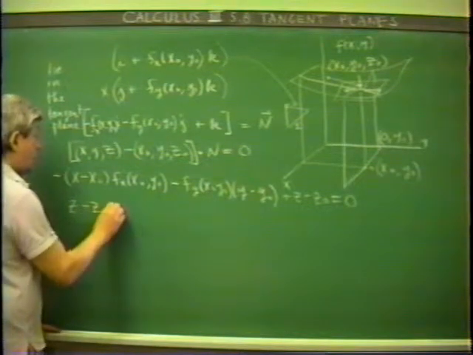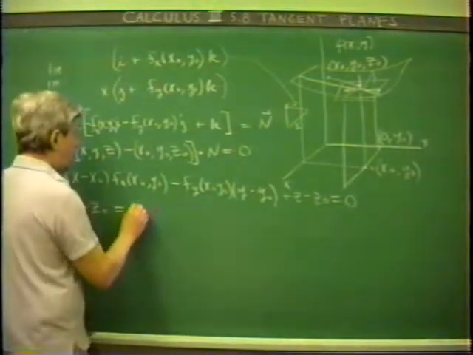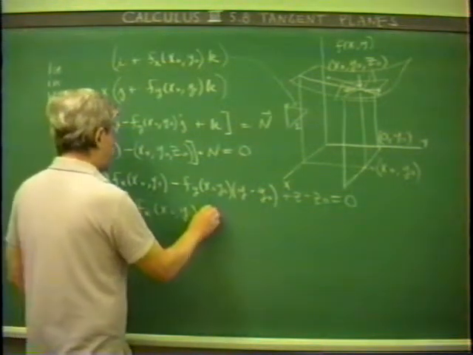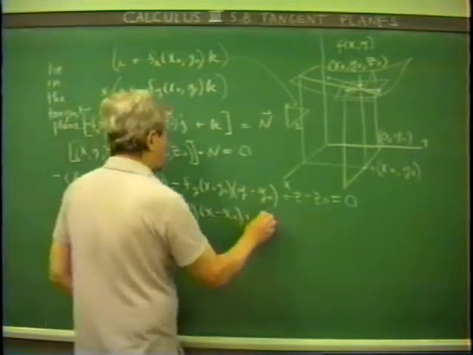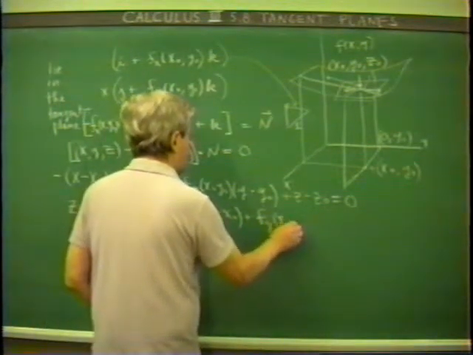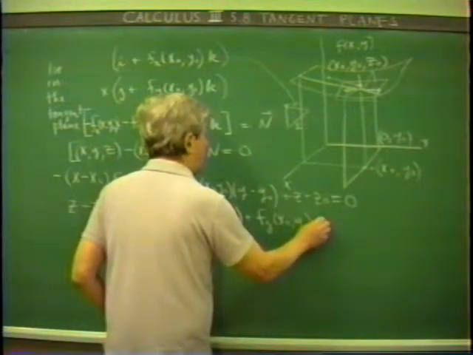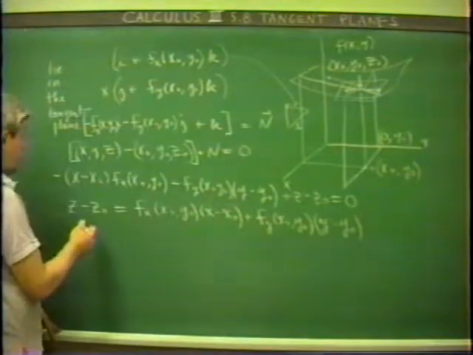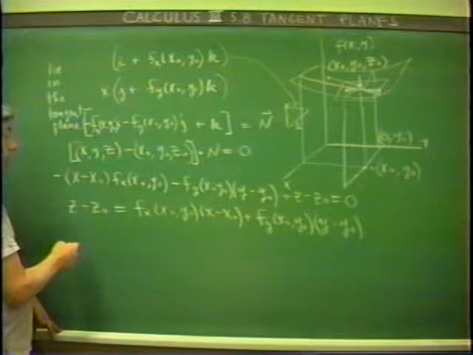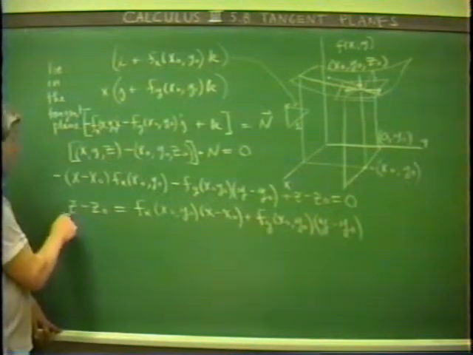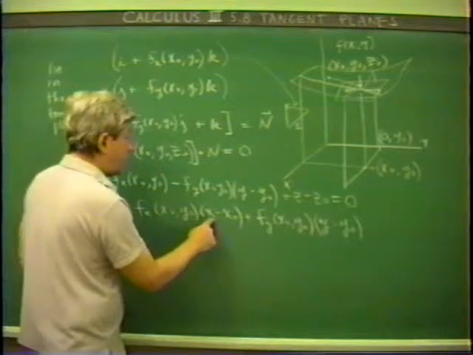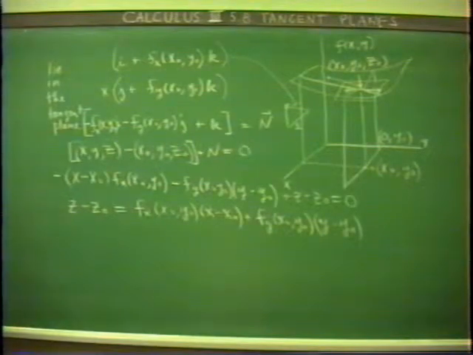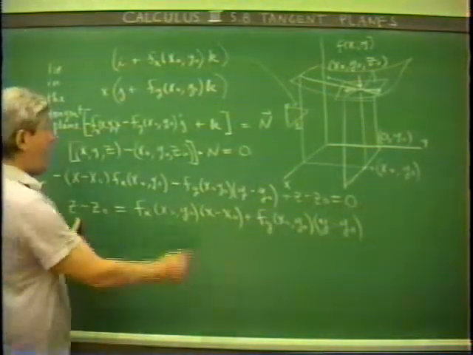Now, this is usually written by bringing both of these to the right-hand side and writing that z minus z naught is equal to the partial with respect to x at x naught, y naught times x minus x naught plus the partial with respect to y at the point x naught, y naught times y minus y naught. The thing to note here is that x naught and y naught are fixed numbers, so this is actually an equation of a plane. That's to say, it's got a z term, a constant here. It's got this constant times x, another constant, constant times y, another constant.